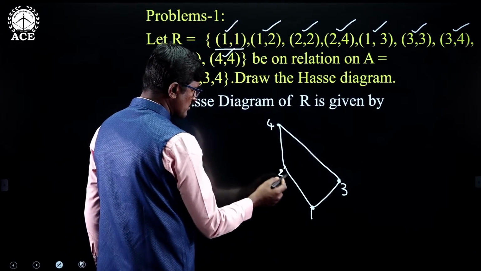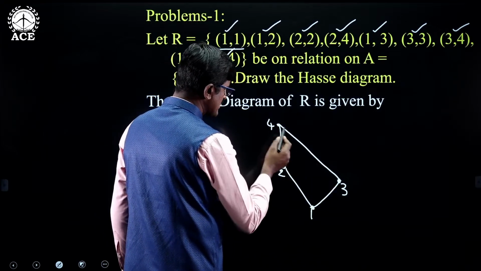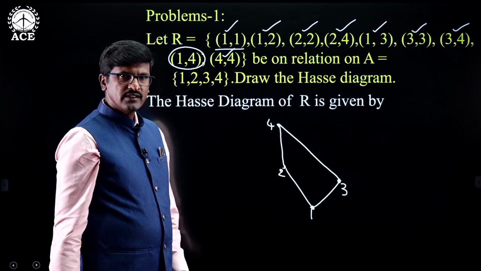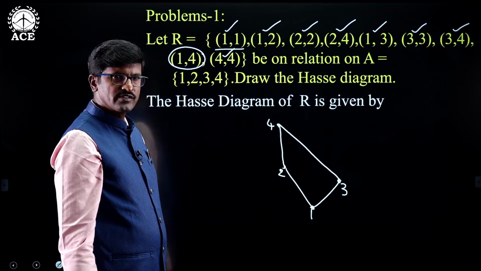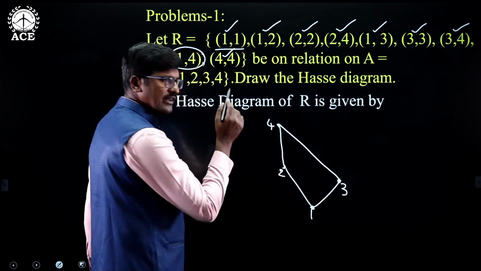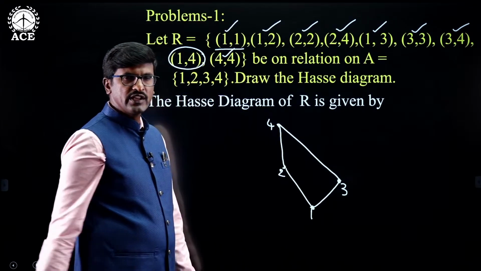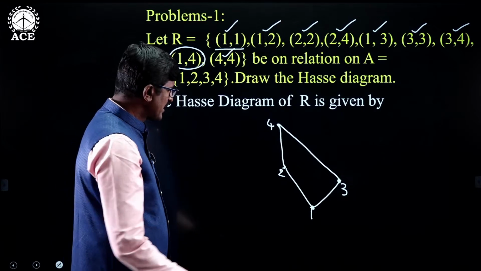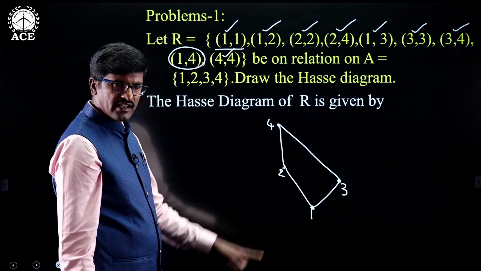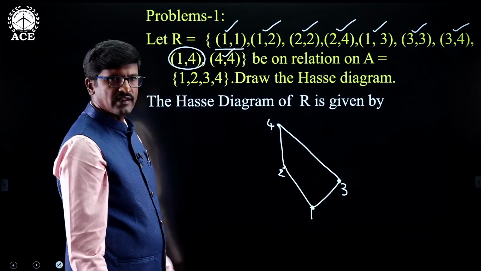Next 1, 2. This is 1, 2. This is 1, 3. Next this is 2, 4. This is 3, 4. Now what happens? 1, 4. Now look at the convention number 2. Convention number 2 says that if there is an edge from 1 to 2, 2 to 4, then definitely there will be the edge from 1 to 4. You need not exhibit that edge separately. Therefore, this is the graph which is drawn by using the three conventions. Therefore, this is called the Hasse diagram of the given partial ordering relation.